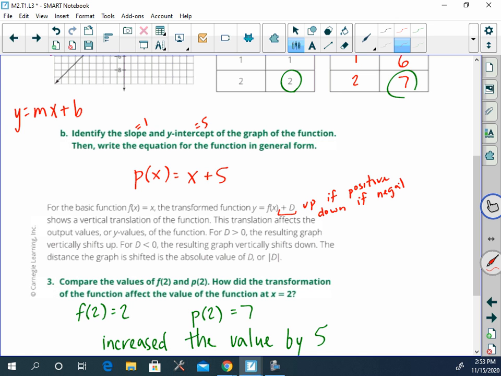You're going to see that more as we move through Algebra 1, and you're also going to see it a lot when you get to Algebra 2. All right, so let's go to the next page here.